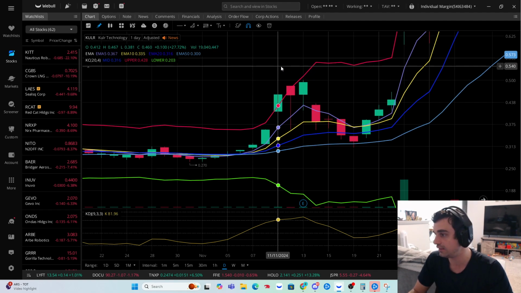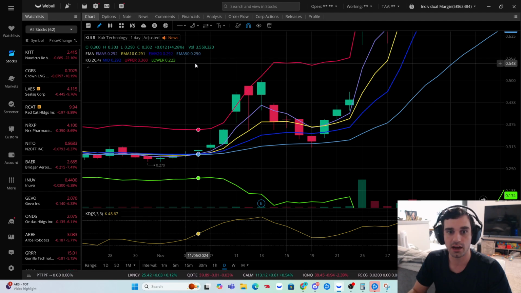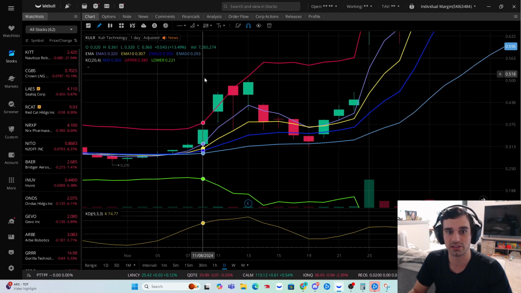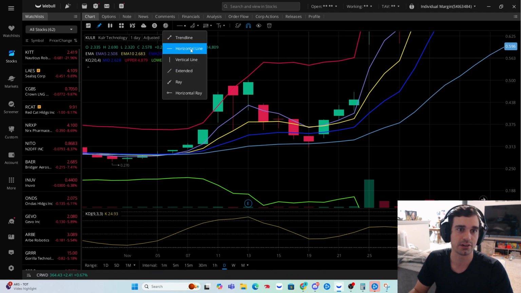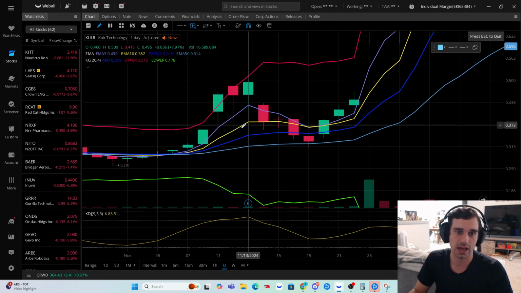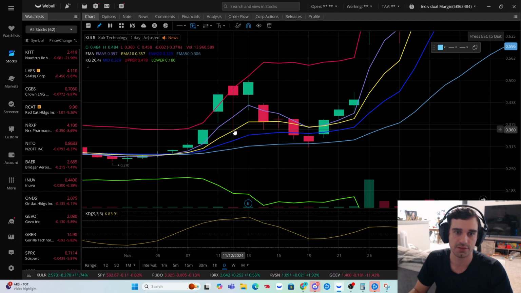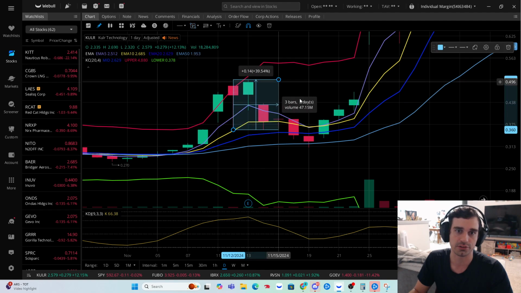If you wanted to get in KULR in hindsight, these are the areas that you get in. So you do the research, you like the company, good news. Right in here was your first buy entry at this EMA 10. You see how you skip the 5 and you go to the 10 and you make 39%.